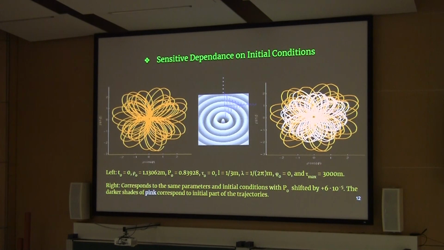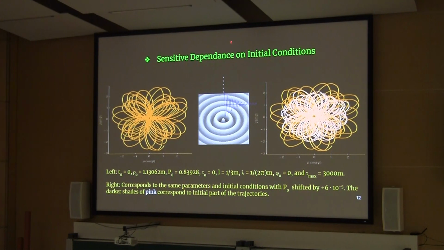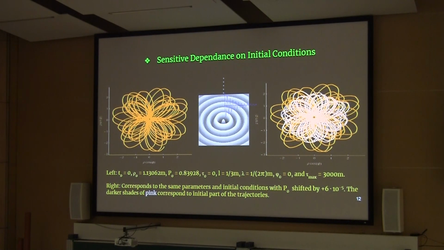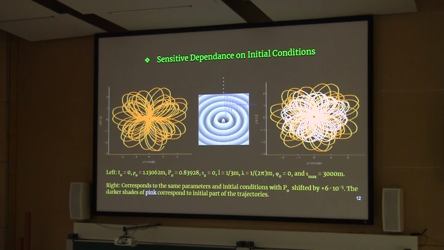So first you look into the sensitive dependence on the initial conditions. On the left, let's say I release a particle with some radial velocity and radial distance, and I see until tau equals 300, that's the time dimension here, how the trajectories look. Now I only change the velocity by 10 to the power minus 5, and I see that for some part initially the trajectory is the same, but at the end the trajectories are totally different.